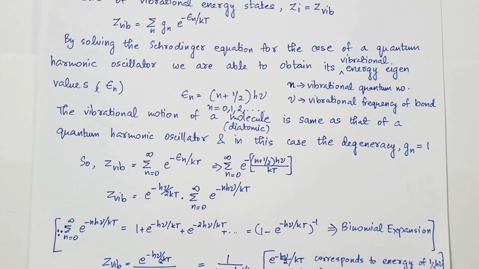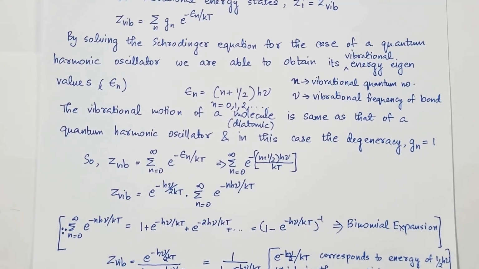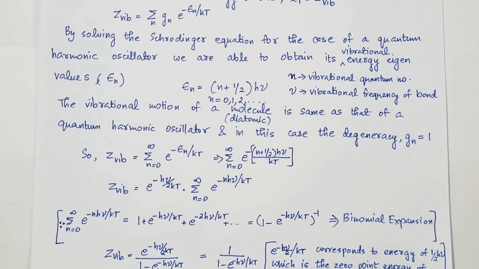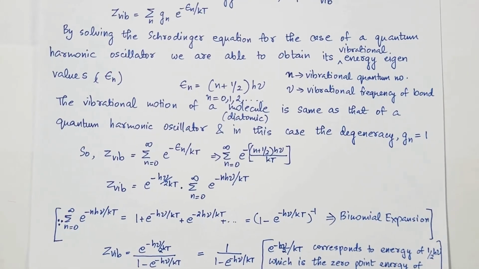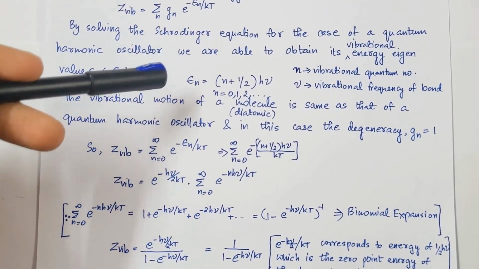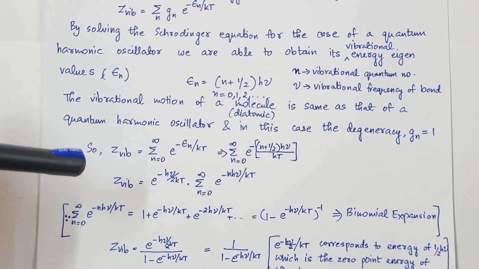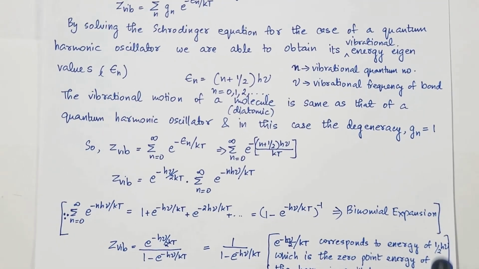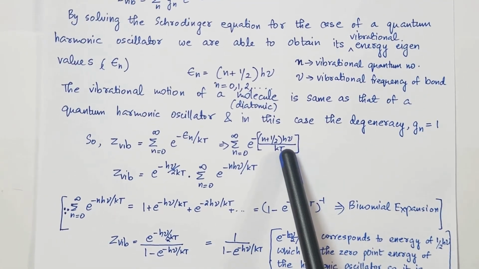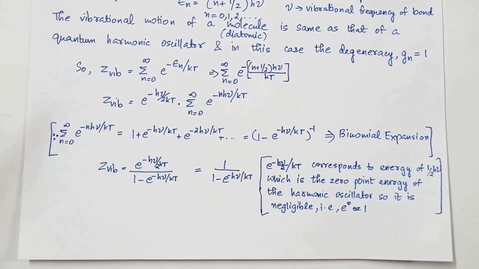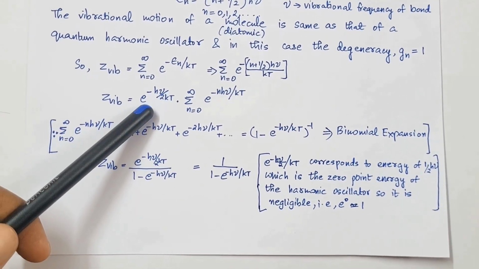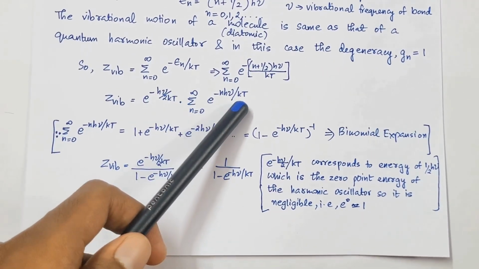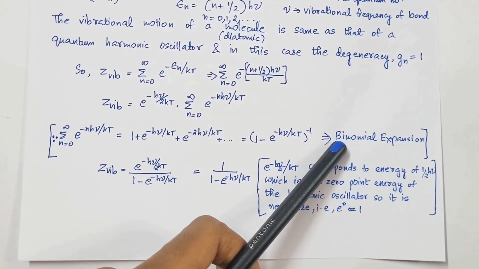The vibrational motion of a diatomic molecule is the same as that of the quantum harmonic oscillator, and in this case the degeneracy is also reduced to 1. So when we substitute these values into the equation for the vibrational partition function, we are able to obtain this equation. Now we take out the constant portion of the exponential part and we expand the series portion via binomial expansion.